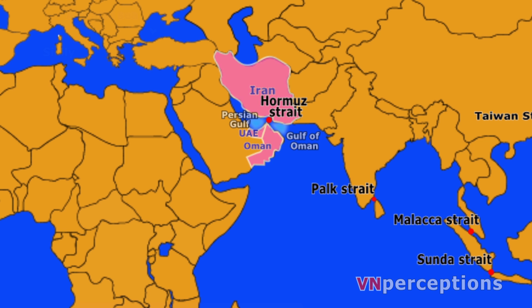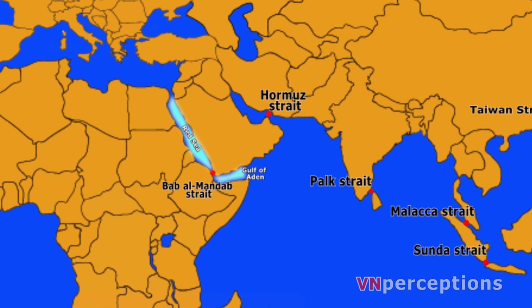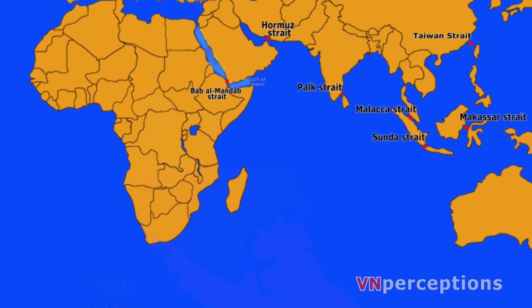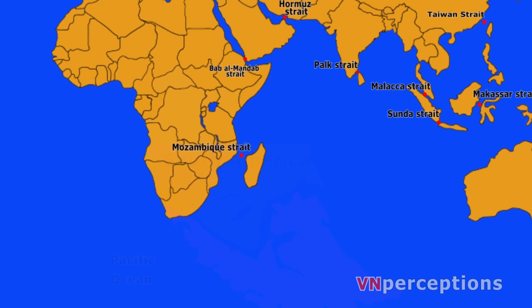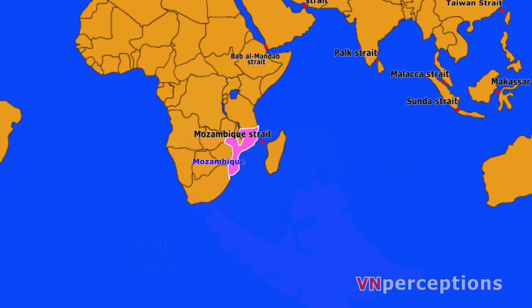Next one, the Strait of Bab el Mandeb, connects the Red Sea with the Gulf of Aden. It separates Asia from Africa. Next one is the Mozambique Strait. Mozambique Strait lies in the Indian Ocean. It separates Mozambique, which is mainland Africa, and Madagascar.